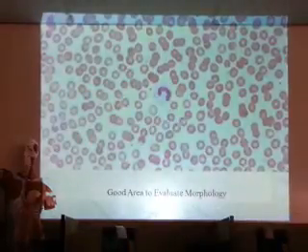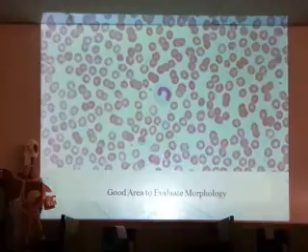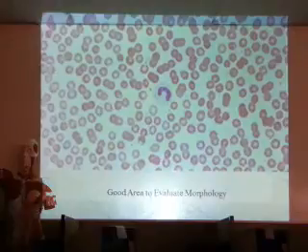And this is under a medium low power field. You can see a field of red blood cells, and each of these red cells has a central pale area. The central pale area should be about 1/3 of the cell's diameter, and these are normal looking red cells.